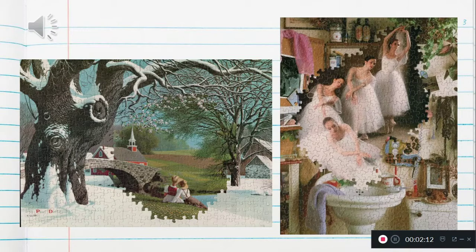Like these examples below, we have pictures that don't look like they'd go together. We have a winter scene and a summer scene. We have ballerinas and a sink. But when you take a closer look at these puzzles, you can see that they are actually cut with the same pattern. So you can exchange pieces from different puzzles and put them together in a way that somehow still makes sense.